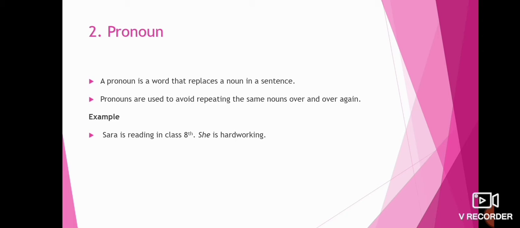Now the question arises, why is there the need of the pronoun? So pronoun we use for the purpose ताकि repetition of the noun को हम avoid कर सके, ताकि बार बार वो repeat ना हो. Like for example, Sarah is reading in class 8. She is hardworking. So in the first sentence you see we have used the word Sarah, which is a noun, the name of the girl. Okay, while in the second sentence when we are referring to Sarah, the same person, so we used a pronoun ताकि हम repetition of the noun को avoid कर सके. So she is the pronoun in this sentence.